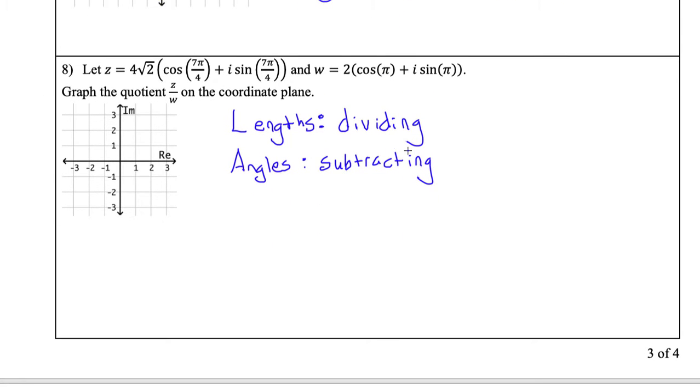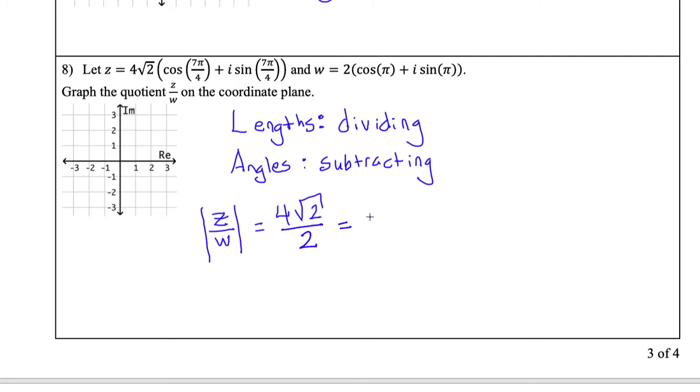So, if I'm dividing the lengths, that means for the modulus of z divided by w, I'm going to have 4 square root of 2, which was the original modulus, and I'm going to divide that by 2. So what is the simplified version of 4 square root of 2 divided by 2?